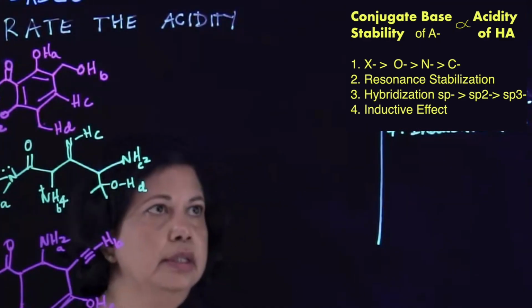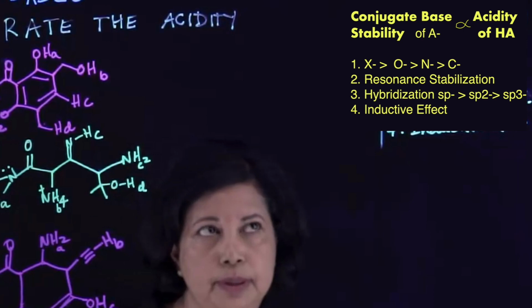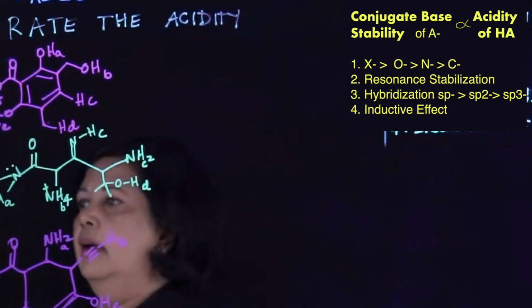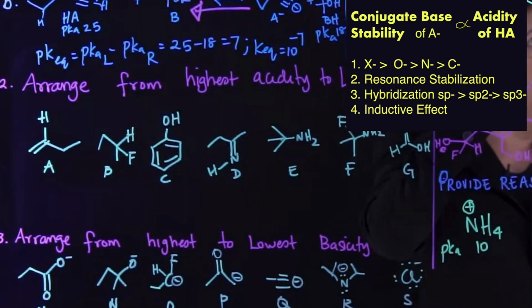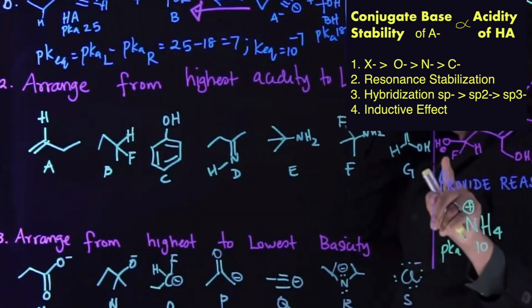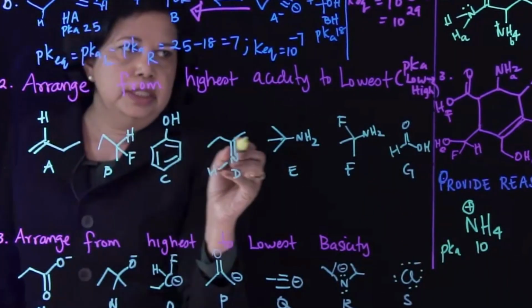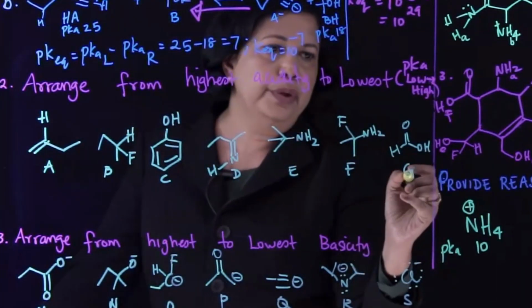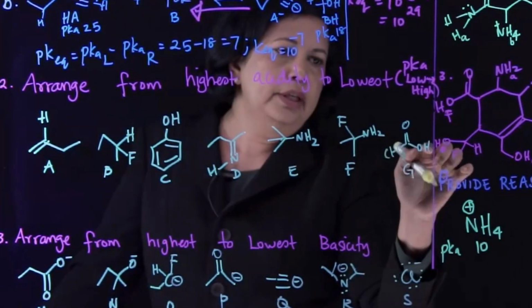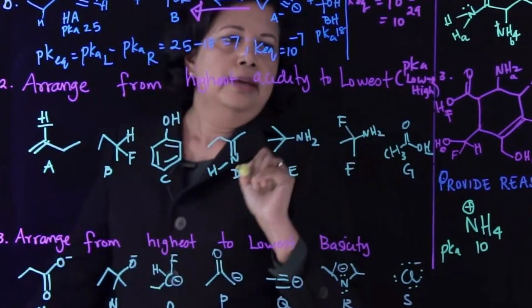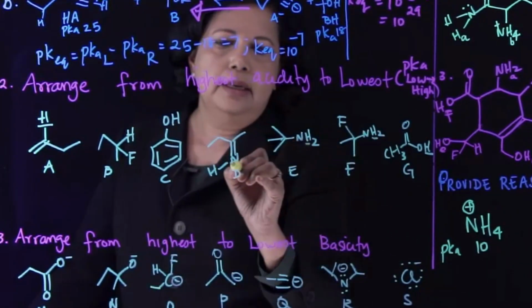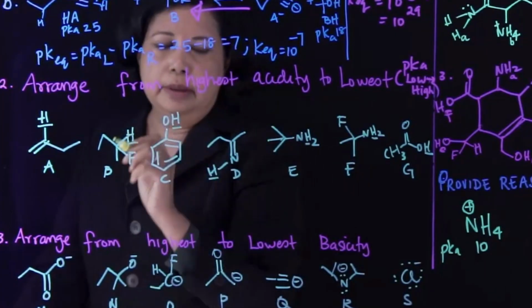That's proportional to the electronegativity of that group. Let's apply these over here. So first we have to find out the elements. Here the hydrogens are written out for you: hydrogen, hydrogen, hydrogen. These are the hydrogens that are written out, and this is what we're comparing.